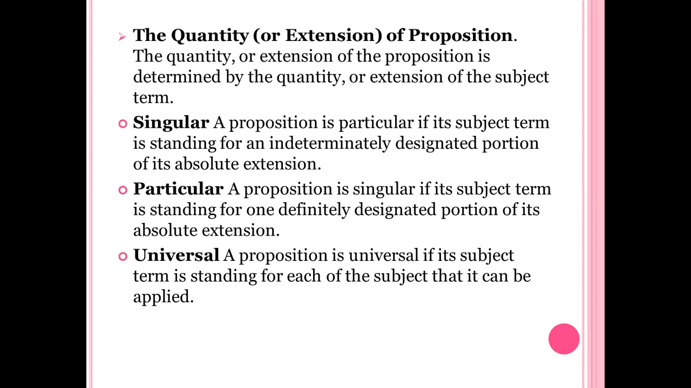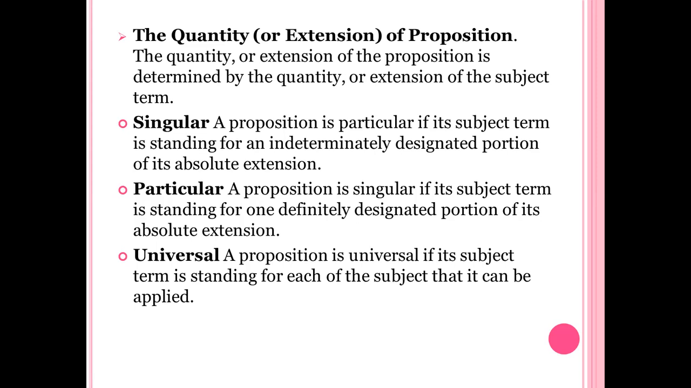Looking back to our lesson for week 4, we have here the different kinds of term. Once again, we have the singular, particular, and universal. If you go back to our lessons or PDF files, a proposition is particular if its subject term is standing for an indeterminately designated portion of its absolute extension. A proposition is singular if its subject term is standing for one designated portion of its absolute extension. And so you could see the difference.